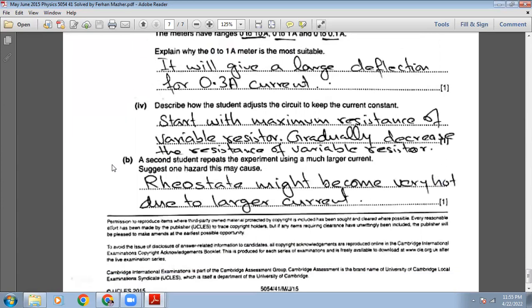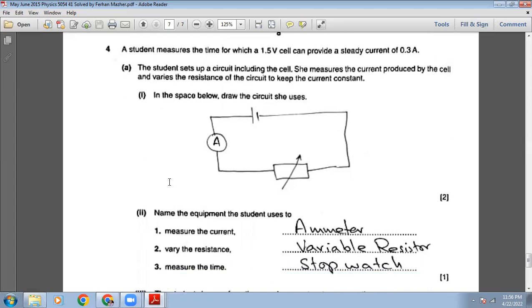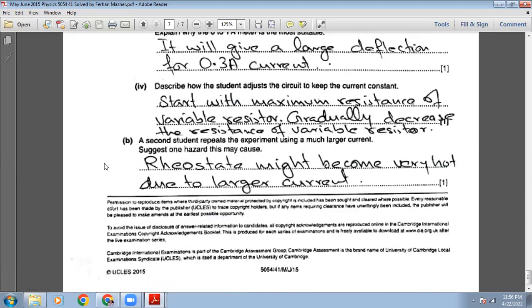Describe how the student adjusts the circuit to keep the current constant. When you start your experiment, for example, you observe that the current is 0.3 ampere. After some time, the current will start dropping. When you see that the current is going down from 0.3 ampere, you will reduce the resistance of this variable resistor, and automatically the current will become stable. The current will increase again. Start with maximum resistance of the variable resistor, then gradually decrease the resistance.